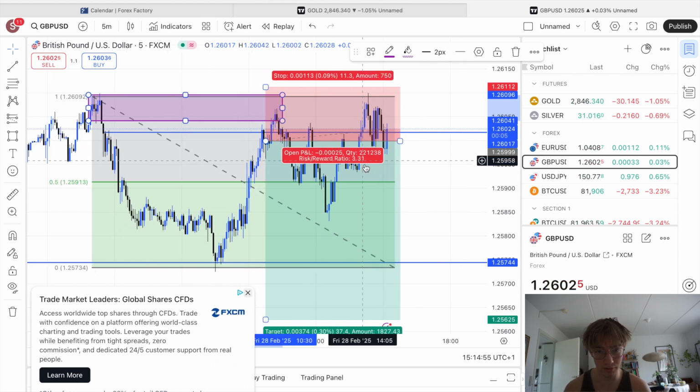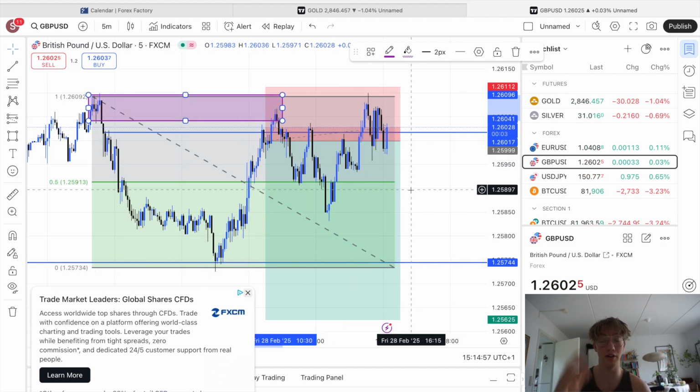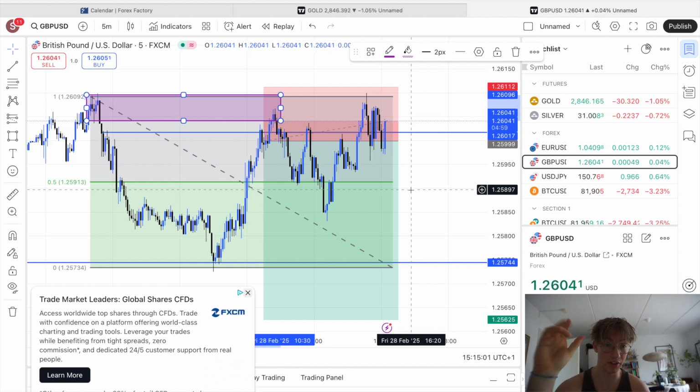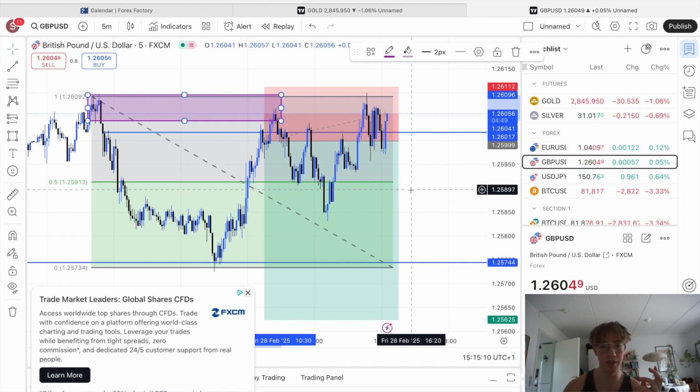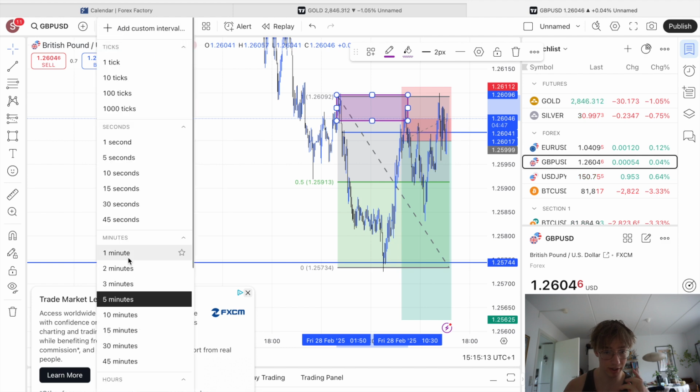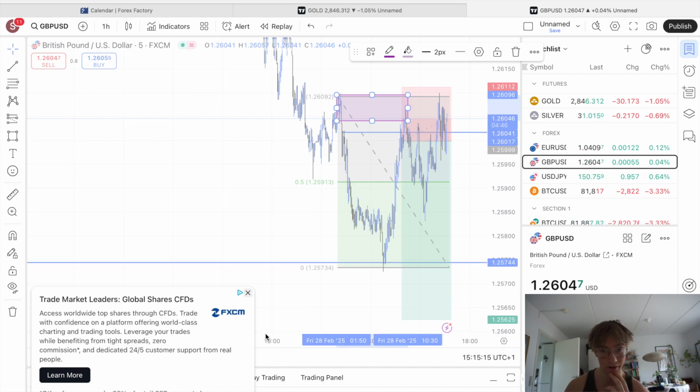So what did I do right and what did I do wrong? I obviously entered wrong off of a 1 minute breaker structure instead of at least a 5 minute breaker structure. Remember that. Don't go too tight on the time frames. We're going for big time frame moves, so actually I should be looking more at something like this.